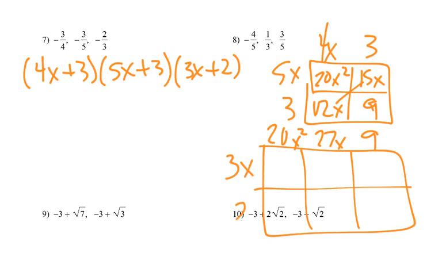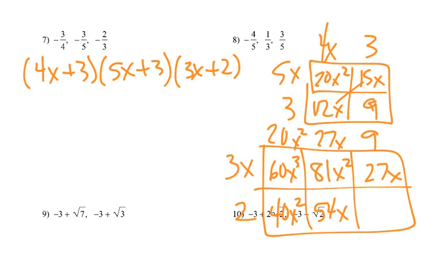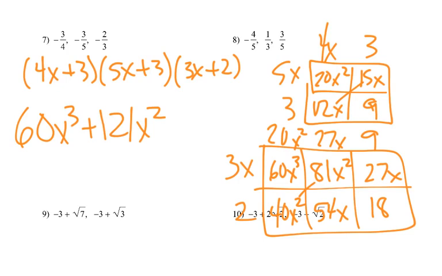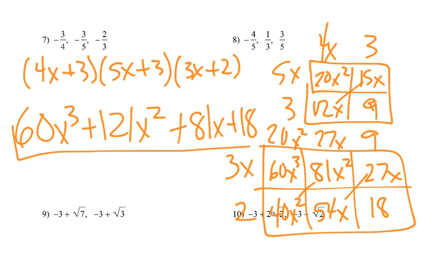And then the 3x and 2, so 60x cubed, 81x squared, 27x, 40x squared, 54x, and 18. So we'd get 60x cubed. And then that would be 121x squared. Then, let's see, 81x plus 18. And there's number 7.